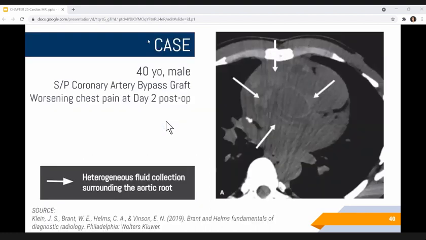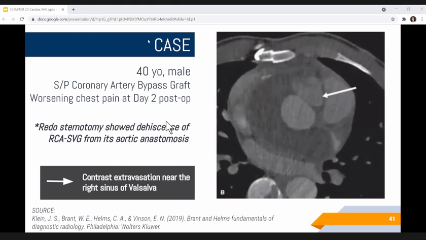This next case is that of a 40-year-old man with worsening chest pain 2 days after surgery. Image A is an axial non-contrast image from gated CTA demonstrating a heterogeneous fluid collection surrounding the aortic root with areas of high attenuation suggestive of blood products. Now, this axial image from the same patient at the same level after administration of contrast shows contrast extravasation near the right sinus of Valsalva, pointed by the white arrow.